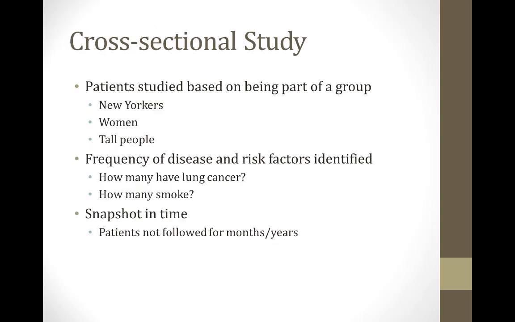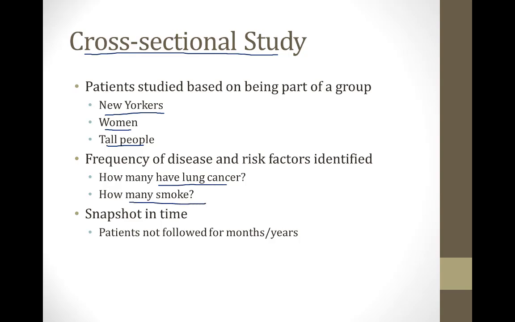The first type of study is called a cross-sectional study, and just like the name implies, it's a cross-section of a population. We identify patients for a cross-sectional study based on being part of a group. For example, we might study New Yorkers or women or tall people. And what we do is identify the frequency of disease and risk factors. For example, how many New Yorkers have lung cancer and how many smoke.